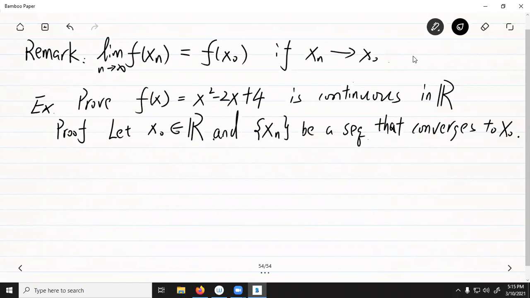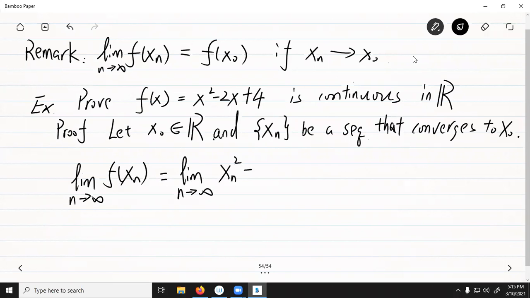So we consider this one, right? Now let's look at the limit of this sequence f of xn. What is that? It is the limit as n approaches infinity of xn squared minus 2xn plus 4, right? We can use the sum and the product properties for the sequence, so you can separate.